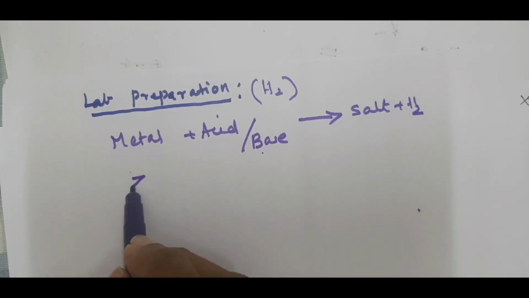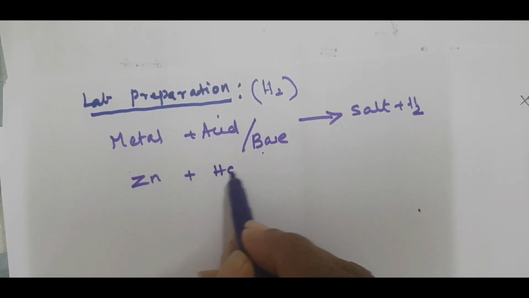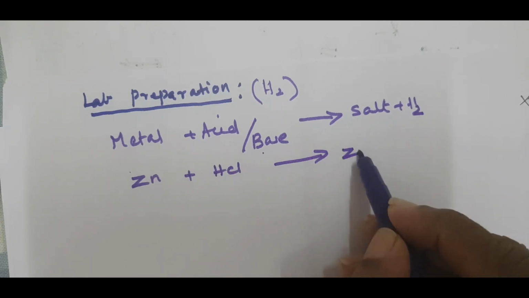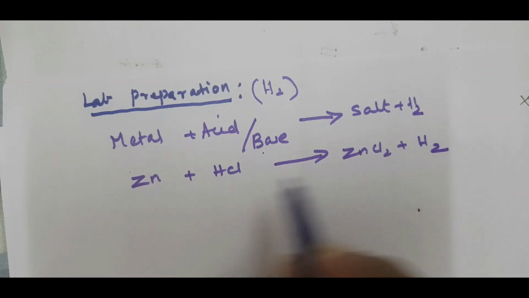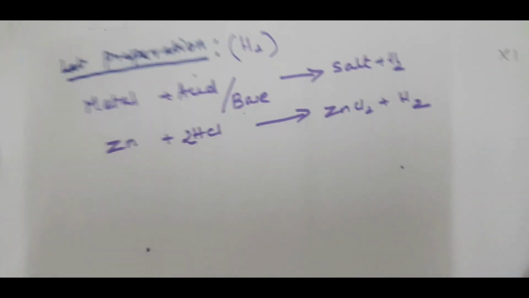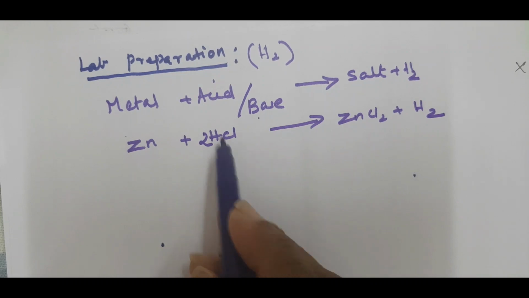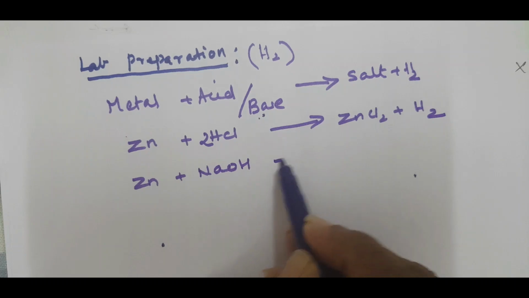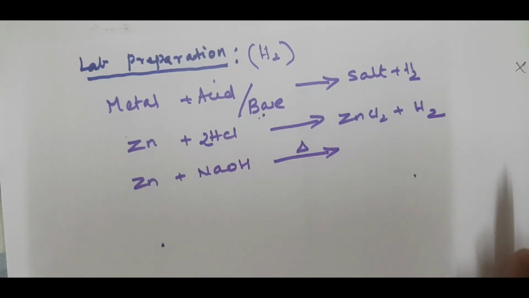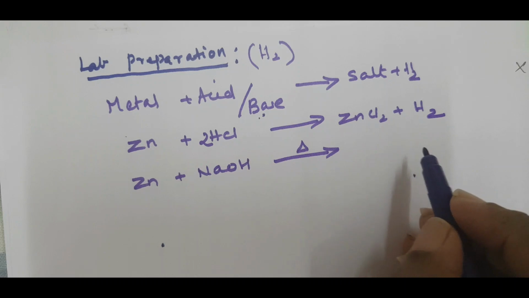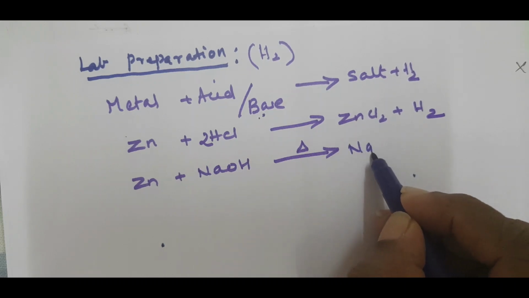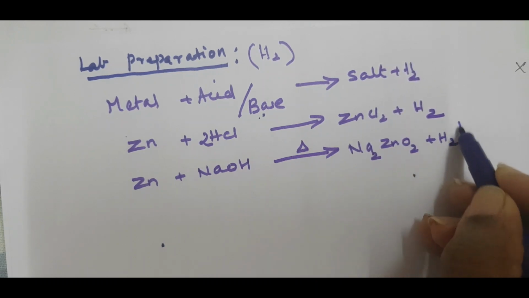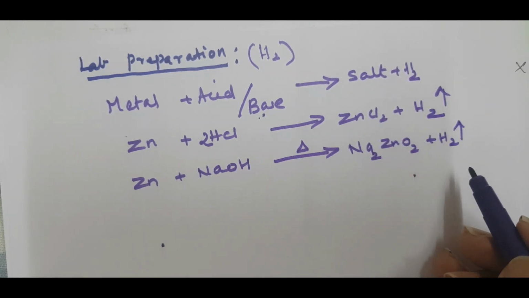For example, if you take zinc granules and dilute HCl, you will get zinc chloride plus hydrogen. This is an acid. Now if you say base, for example NaOH, the same reaction you have studied in 10th standard, you have to just warm this reaction. You will get the salt sodium zincate, Na2ZnO2, plus again hydrogen. So this is the lab preparation of hydrogen.